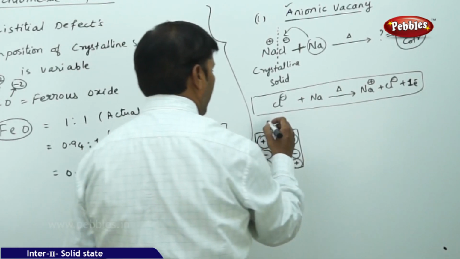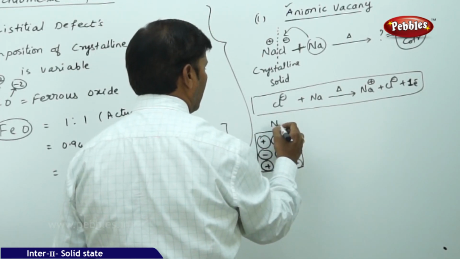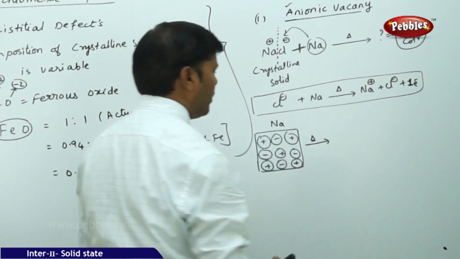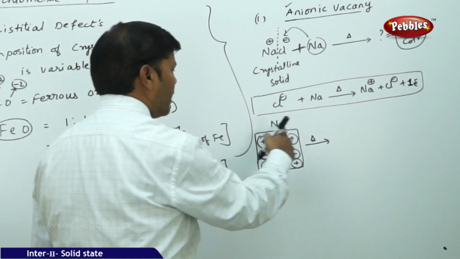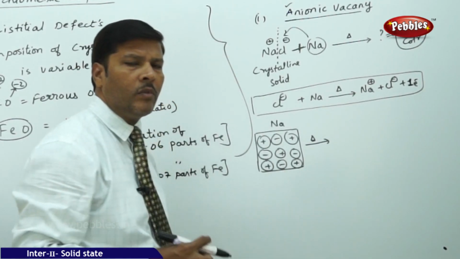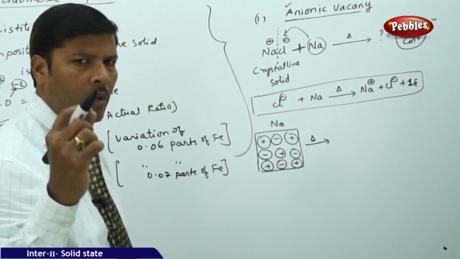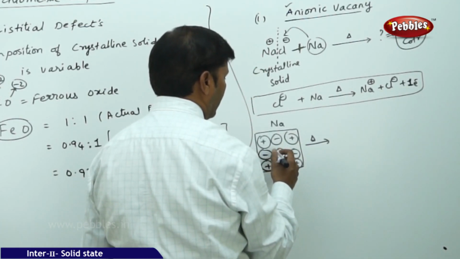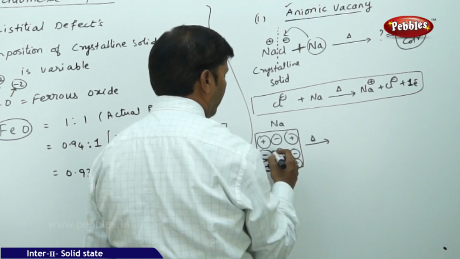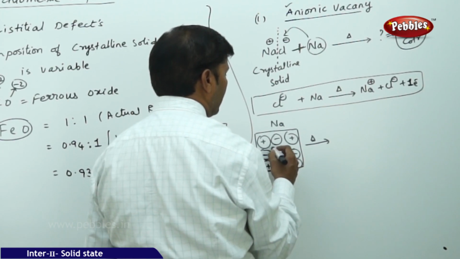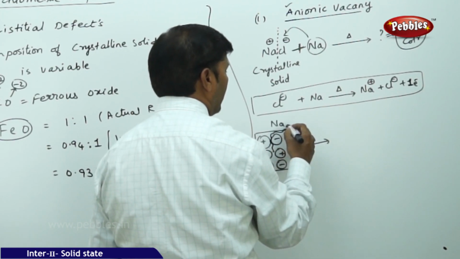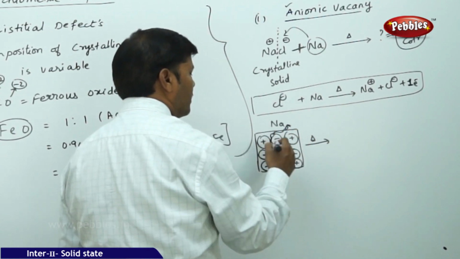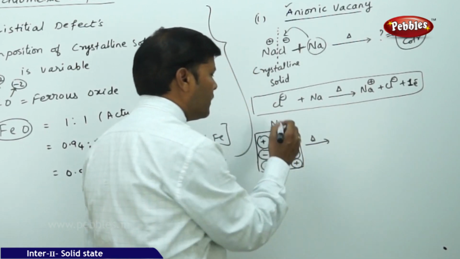Now when I am trying to add sodium and heat it, the sign delta indicates that you are heating. Take the sodium chloride crystal lattice and add sodium, one mole or a small amount of sodium vapor. Immediately one of the anions will try to move towards the surface from the crystalline solid. It will dislocate and move towards the sodium from the internal crystal lattice, from the bulk, from the layer of the crystal lattice.